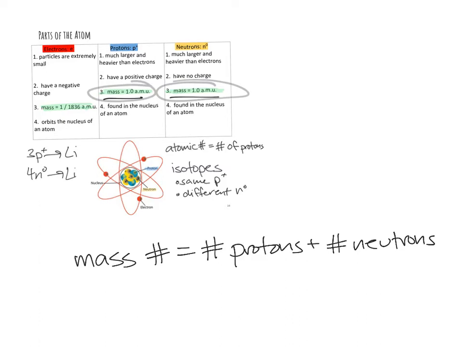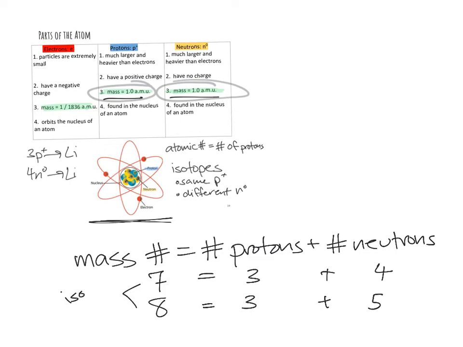And different isotopes have different masses because they have different numbers of neutrons. For example, our lithium atom here that we were looking at had 3 protons and 4 neutrons. So its mass number was 7. But you could have a lithium with 3 protons, because all lithiums have 3 protons, plus 5 neutrons, say. And that would give you a mass number of 8. So different isotopes have different mass numbers.